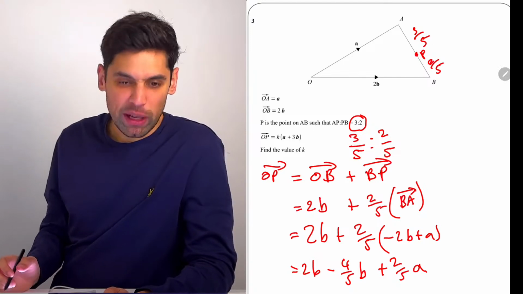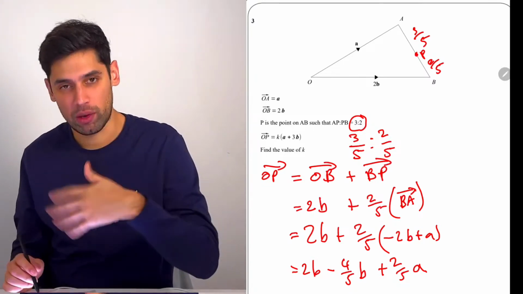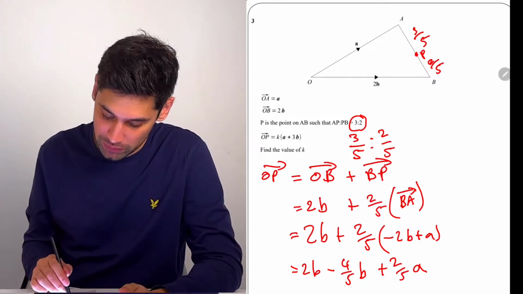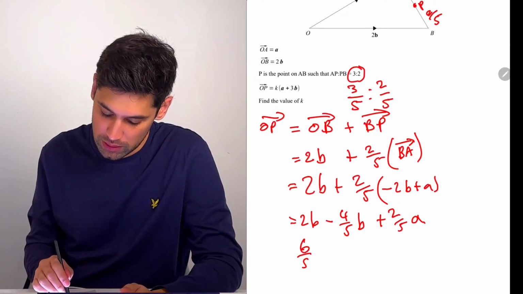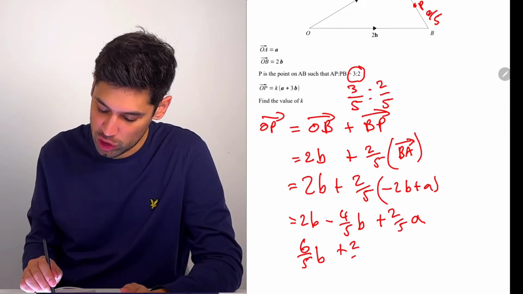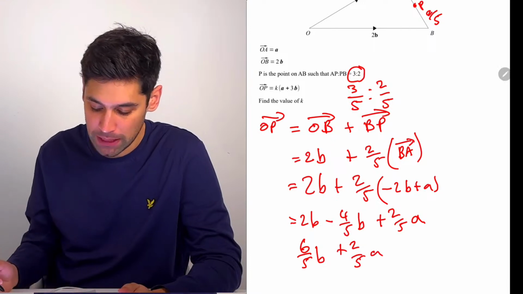And once again, you may have to do a little bit of fraction work here to do 2 take away 4/5, but that is going to leave you with 6/5 of B. And I'm going to scroll down so you can actually see it. 6/5 of B plus 2/5 of A.